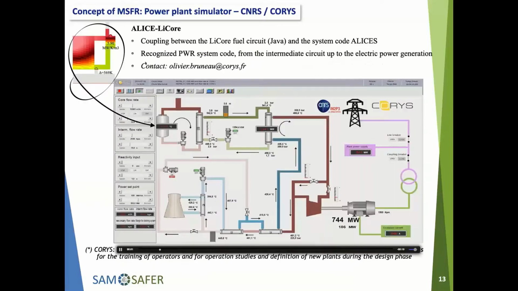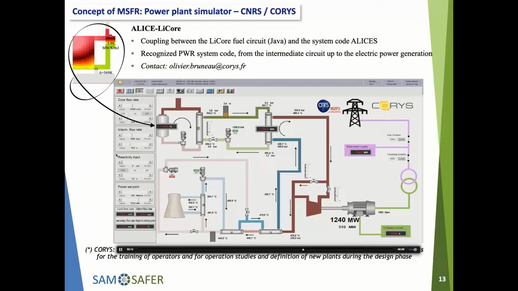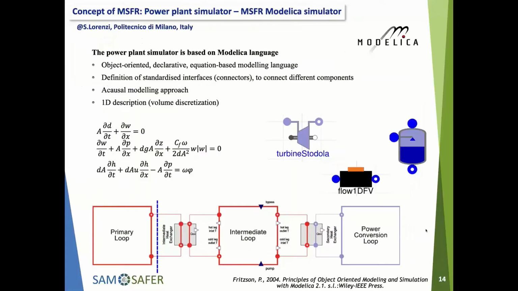And at the end, the LICOR code takes into account what's happening in the core, and it's coupled to the ALICE simulator developed by Coris. The idea, as you can see here, is that we can use all the classical modeling of the intermediate and, more specifically, the heat conversion circuit, for example for supercritical CO2 turbines. And now we'll switch to the Modelica modeling.